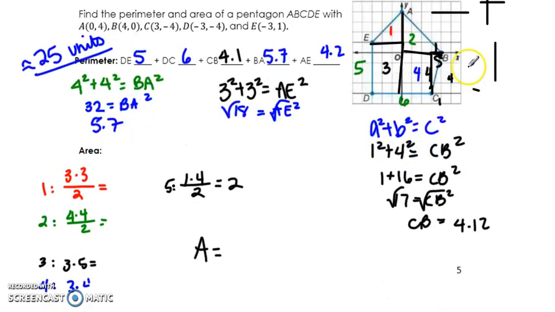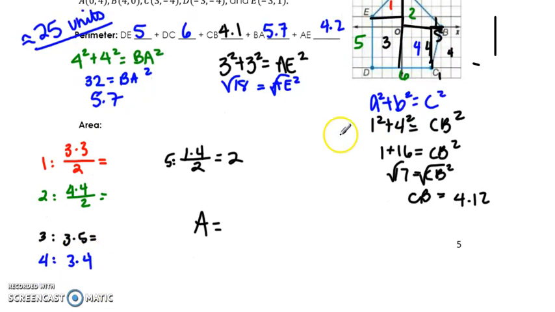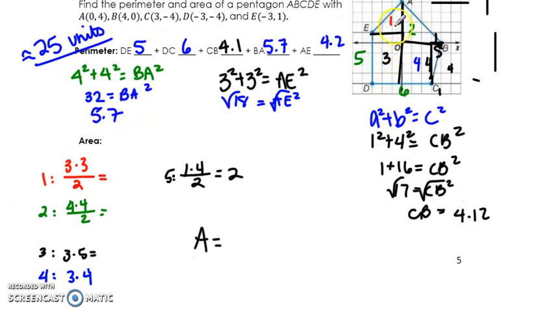So for area, I split it up into 1, 2, 3, 4, 5, kind of 3 triangles and 2 rectangles. And here is my kind of breakdown for the area of each. So triangle 1, base times height divided by 2. Triangle 2, 4 times 4, base times height divided by 2. Rectangle number 3, 3 by 5. Rectangle number 4, 3 by 4, and then lastly triangle number 5 here, 1 by 4, so base times height divided by 2.